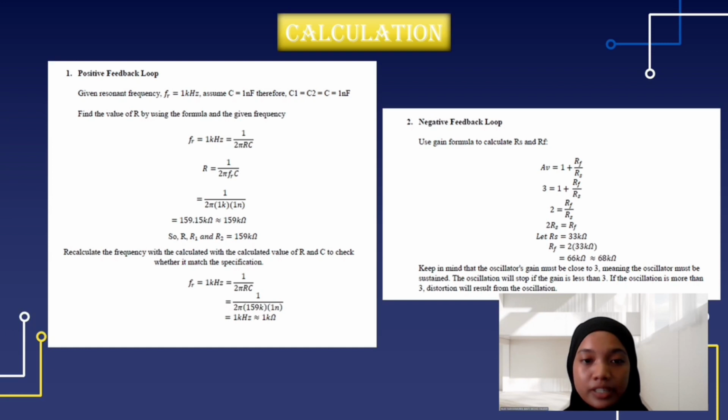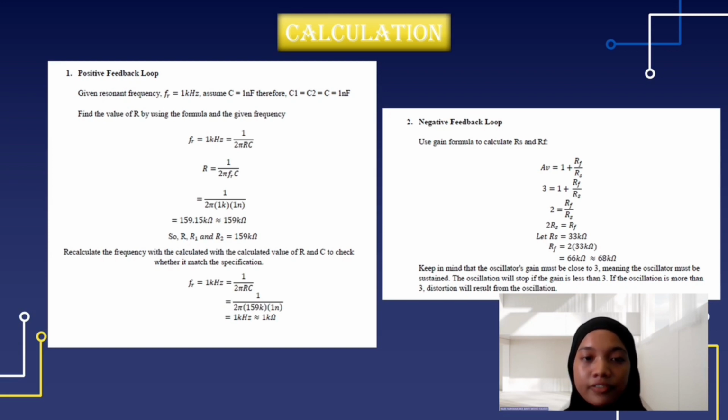We calculate the frequency with the calculated value of R and C to check whether it matches the specification. FR equals 1 kHz equals 1 per 2 pi RC, and 1 per 2 pi multiplied by 159 kilo multiplied by 1 nanofarad, and the answer is 1 kHz.